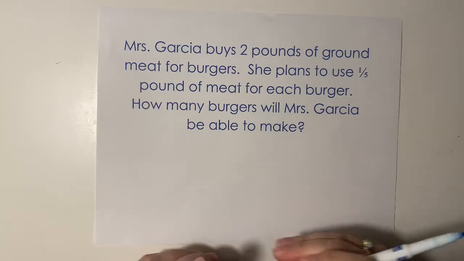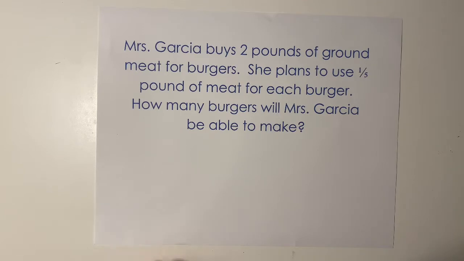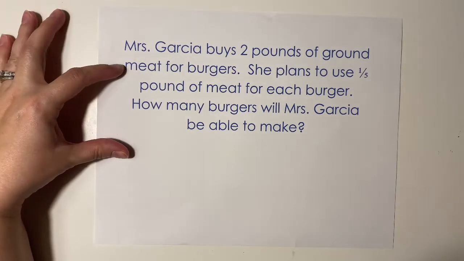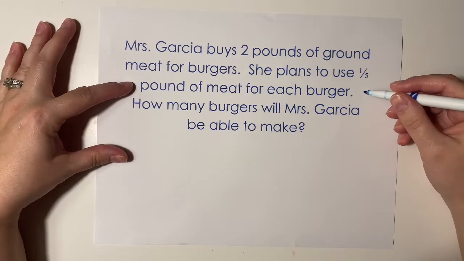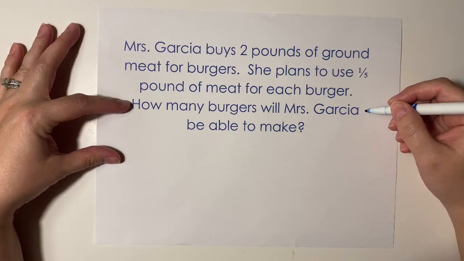Here's the first one. Miss Garcia buys 2 pounds of ground meat for burgers. She plans to use 1/5 of a pound of meat for each burger. How many burgers will Miss Garcia be able to make?